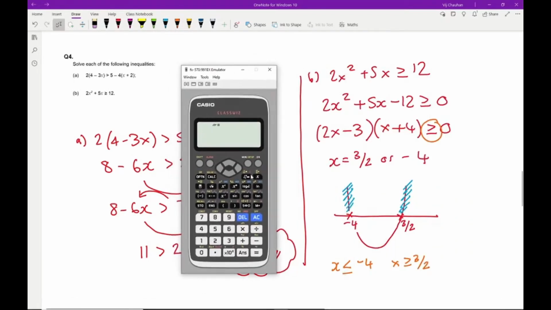So for example, if you go on to mode setup, go to inequality, click enter, and then we've got degree 2, and then we just find the right function, so here it will be the third one, and then just enter the coefficients. In this case it's going to be 2, 5 and minus 12. Press equals, and you can see that it gives you your values, and you can go from there. So it is still important that you don't just simply use your calculator. Use your calculator as a way of helping you check whether you've got the right answer or not.